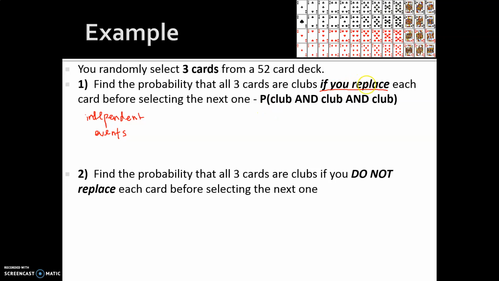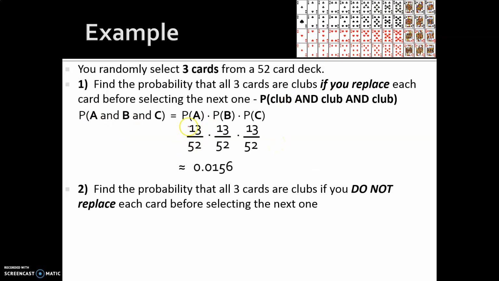Alright, so now when you do that, your probability of your club the first time is going to be 13 out of 52. And the second time it's going to be 13 out of 52. And the third time it's going to be 13 out of 52. And when you multiply all those 3 events together, you're going to get approximately 0.0156 or about 1.56%. You can write your answers as a reduced fraction, a decimal, or a percent. It's totally up to you. I would say decimal is my preferred method, but whatever you want is okay.